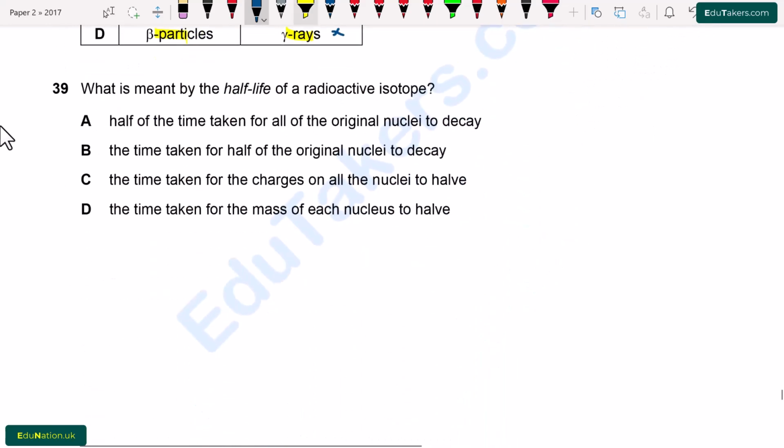Question number 39. What is meant by the half-life of a radioactive isotope? Option A, half of the time taken for all the original nuclei to decay. B, the time taken for half of the original nuclei to decay. C, the time taken for the charge of all the nuclei to halve. D, the time taken for the mass of each nucleus to halve. So half-life is basically the time taken for half of the original nuclei to decay. Option B is correct from here.